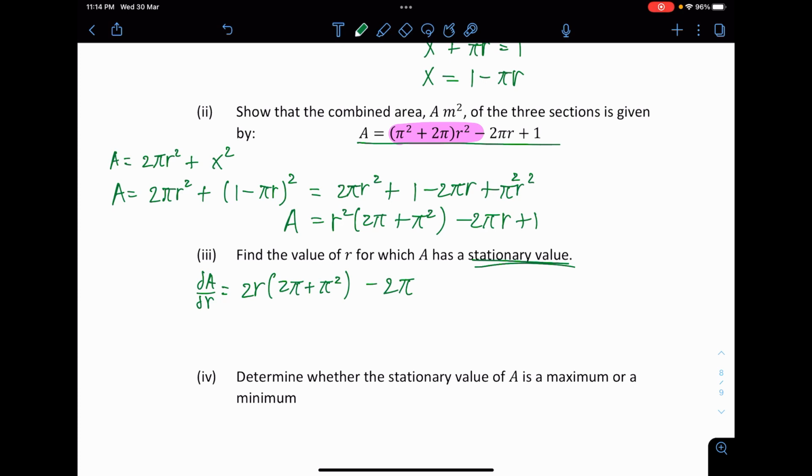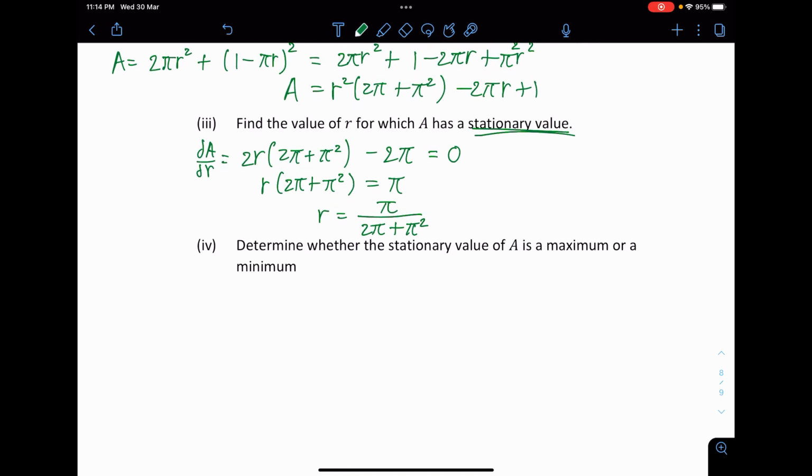Since it's stationary value, the differentiation you have to equate it to 0. Okay, let's divide everything by 2. So I got this thing, and I will move the number to the other side, so equals pi. And then to get the value of r, I just need to divide them. And voila, that's the answer. The value of r when A is stationary.